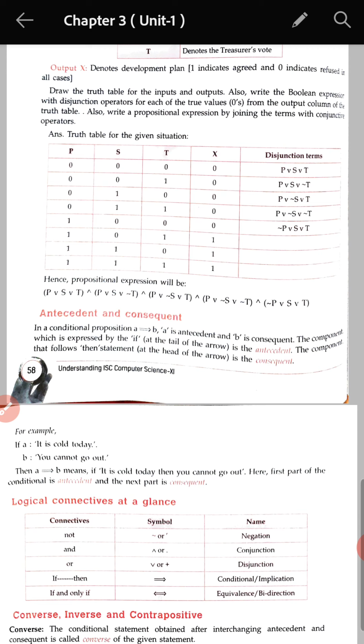Antecedent and consequent belong to statements which contain if then, meaning implies, A arrow B. A is the antecedent and B is the consequent. When we are using A arrow B, A is antecedent and B is consequent.